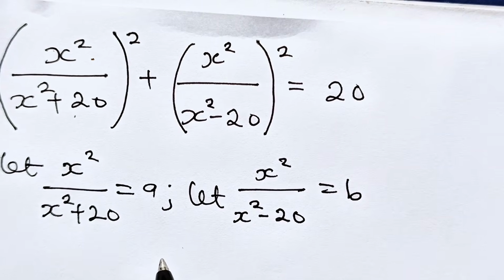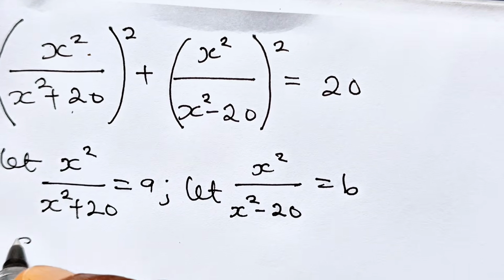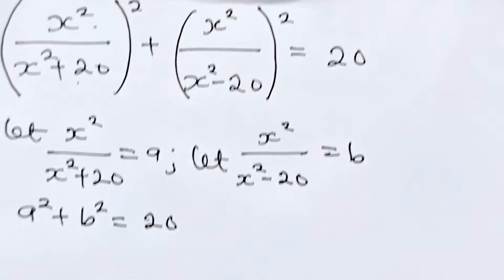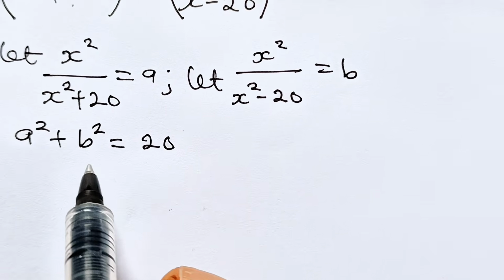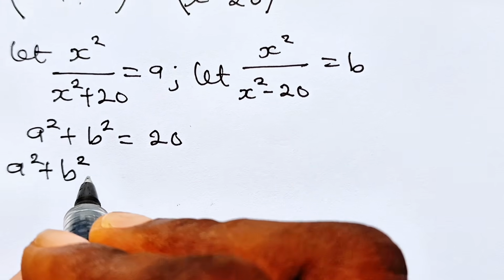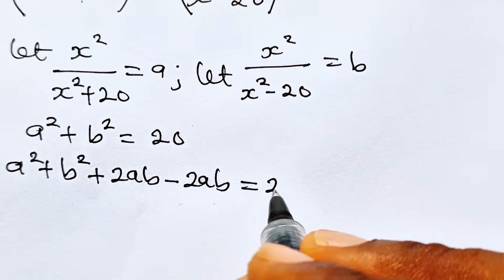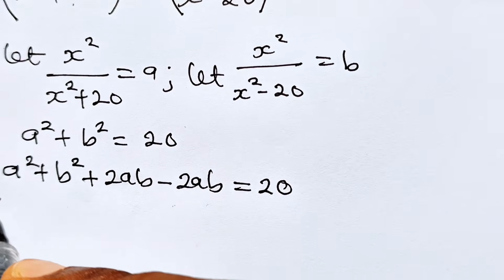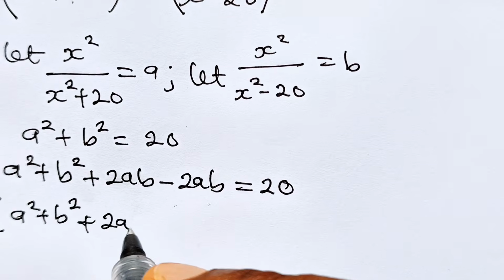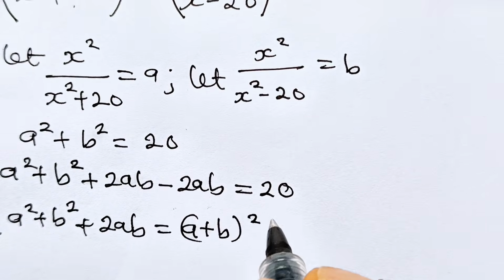So if we make that statement, then it simply means that this becomes a squared plus b squared is equal to 20. Now let us add and subtract 2ab. So we can write a squared plus b squared plus 2ab minus 2ab is equal to 20. Now recall that a squared plus b squared plus 2ab is equal to a plus b all squared.